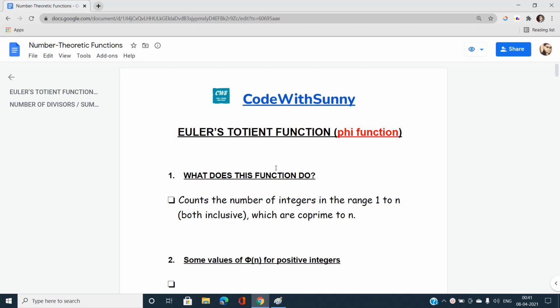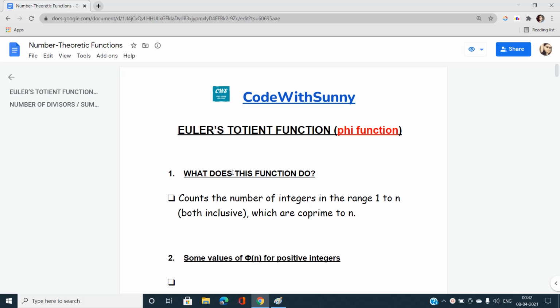For now, if you don't understand those criteria, no need to worry about it. I am going to explain the practice problems along with that. So for now, let's head over to Euler's Totient function and understand what the actual algorithm behind this is. Okay, so let's move further.